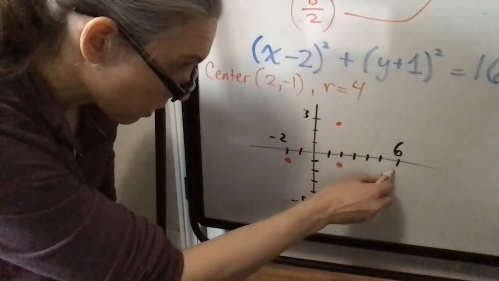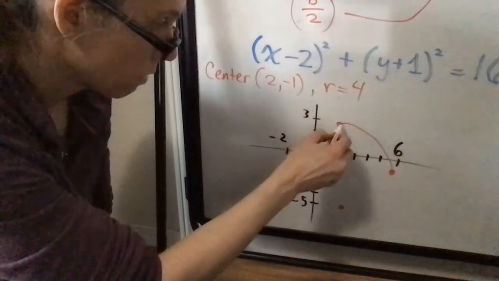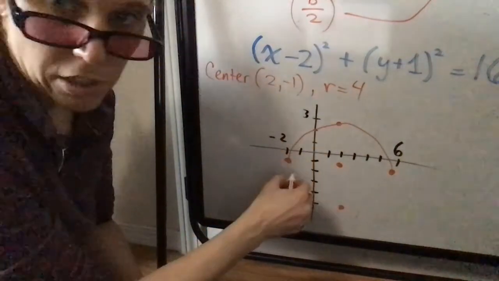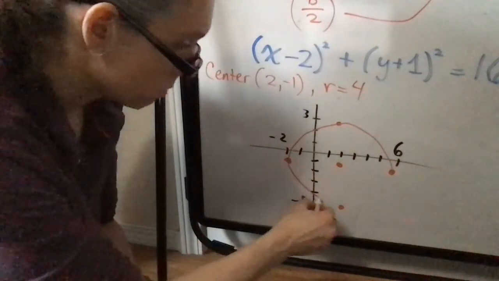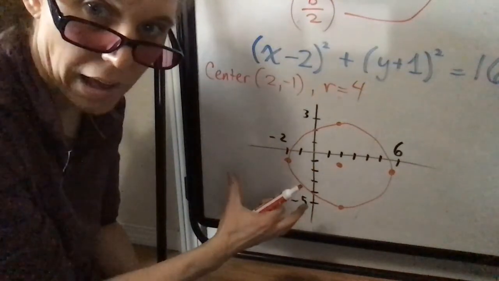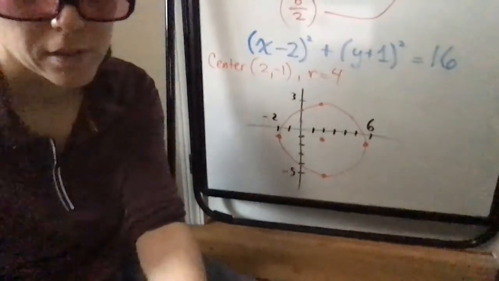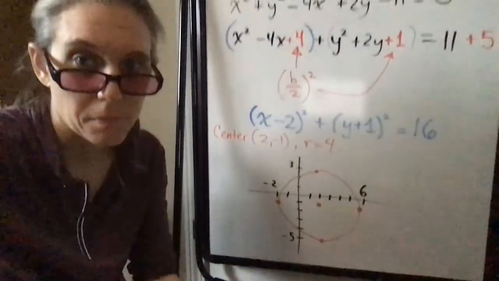Okay, now you connect these. Remember, this is a circle, it's not a diamond or a square. Connect your dots to make a circle. The dot in the middle is actually not part of the graph. It was just there to guide you. But that's how you graph a circle.